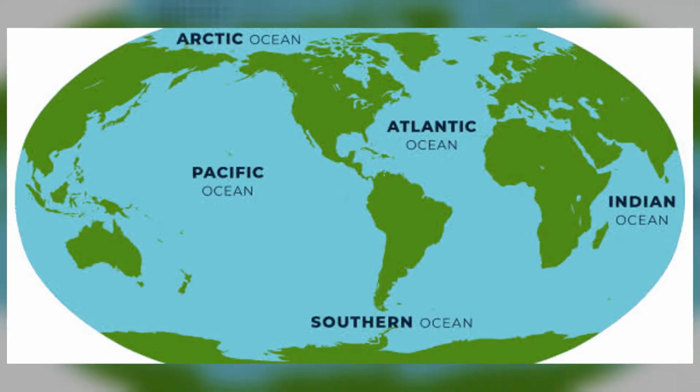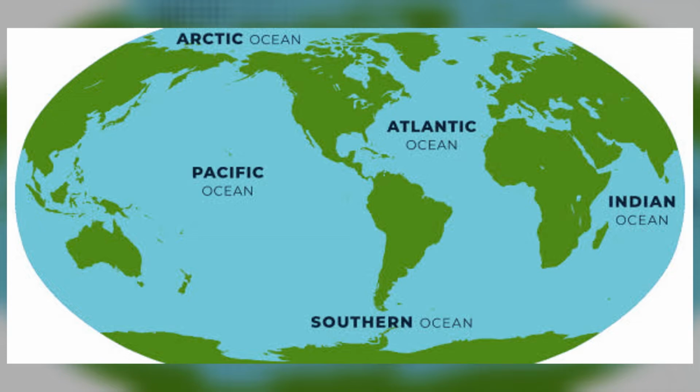So over time, the Atlantic Ocean is getting bigger, just a little bit bigger, like an inch or so every year. It's getting bigger very slowly, and the Pacific Ocean is gradually, very slowly getting smaller as the continents move apart from each other in the Atlantic Ocean and towards each other in the Pacific Ocean.